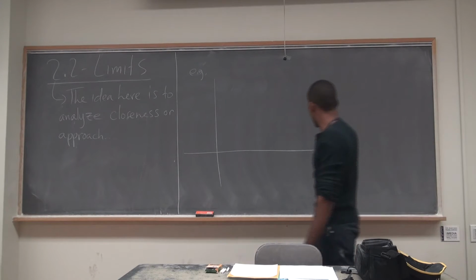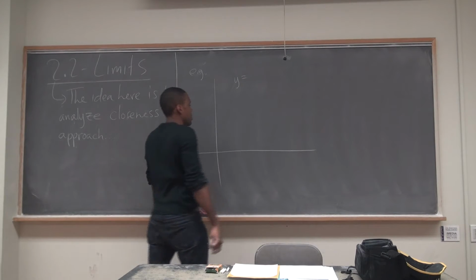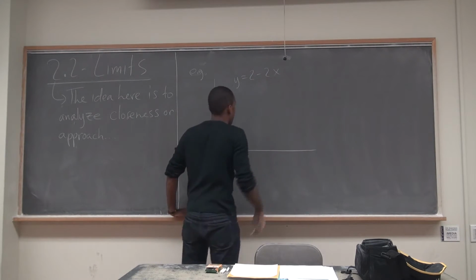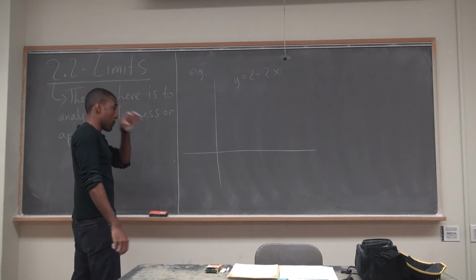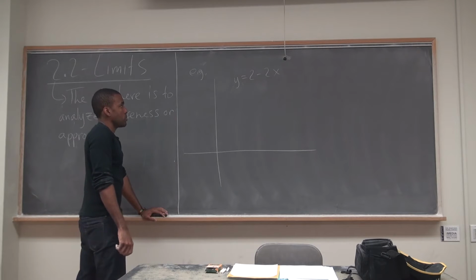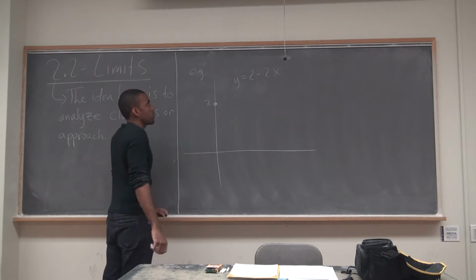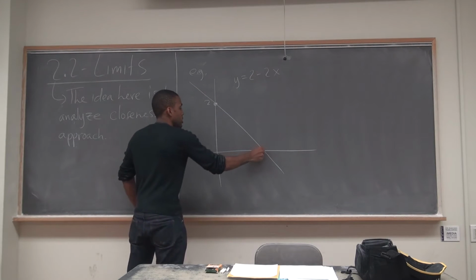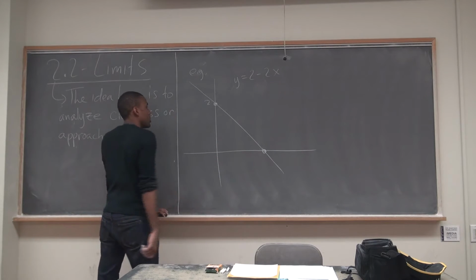So let's say I have a function, let's say it's y equals 2 minus 2x. What does that look like, by the way? The y-intercept is at positive 2, and it's a downward facing slope where you go down by 2. So what's that going to be? What's that point?